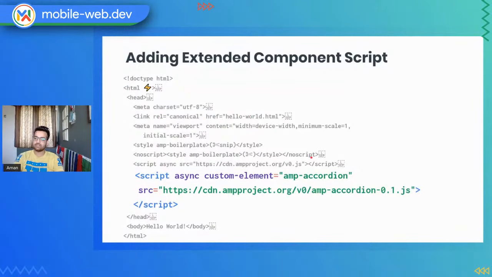Again, for adding the accordion as an extended component, we have to use the amp-accordion-0.1.js library. We need to import this in our script tag, and this will work now.